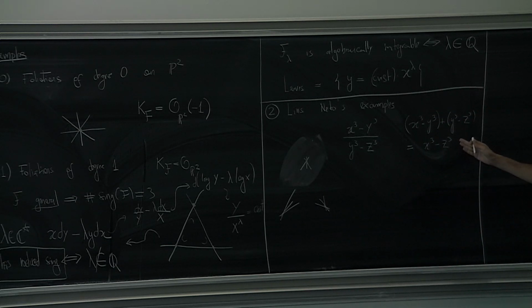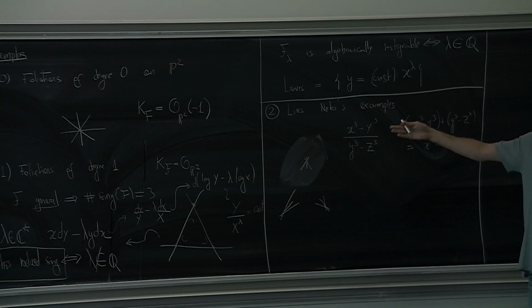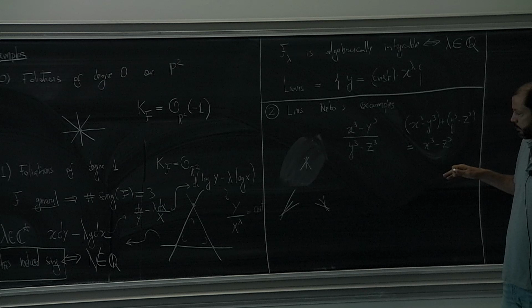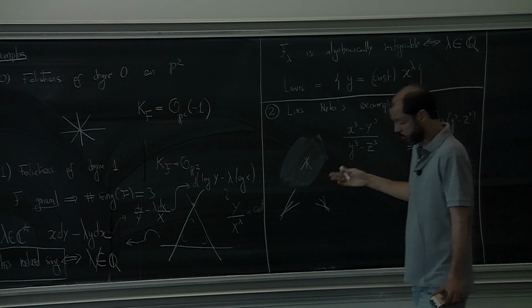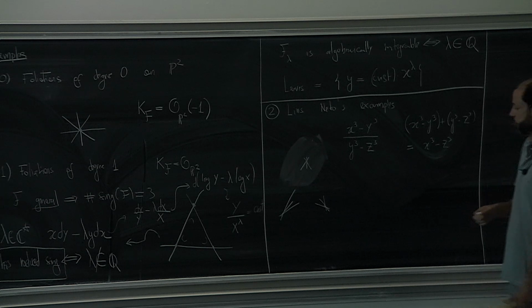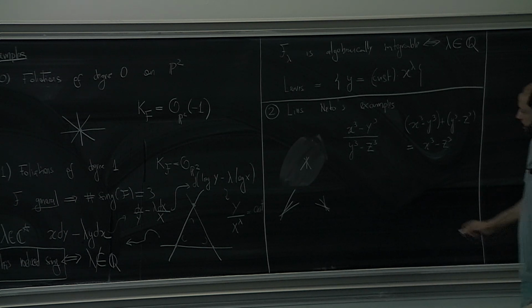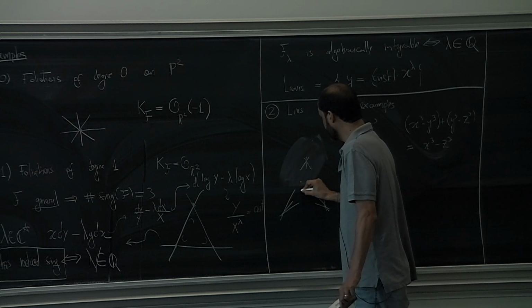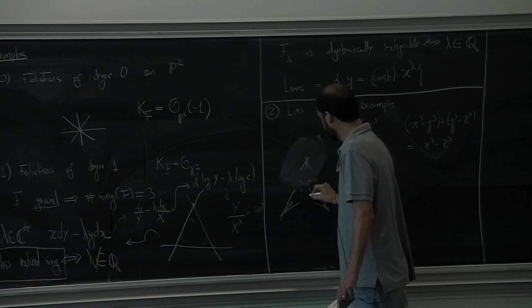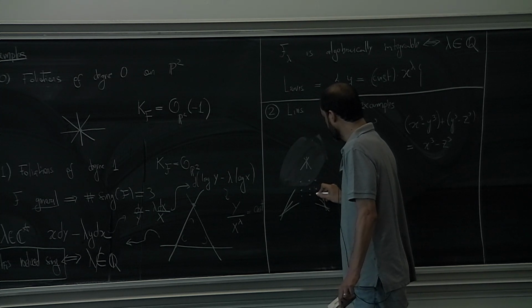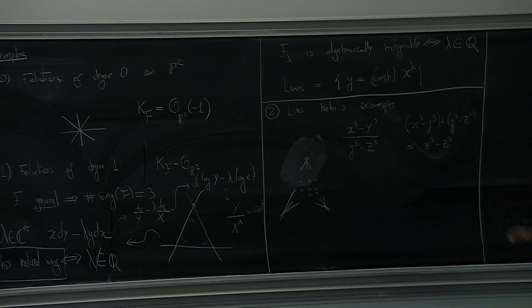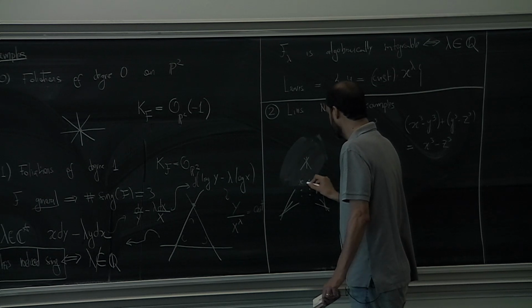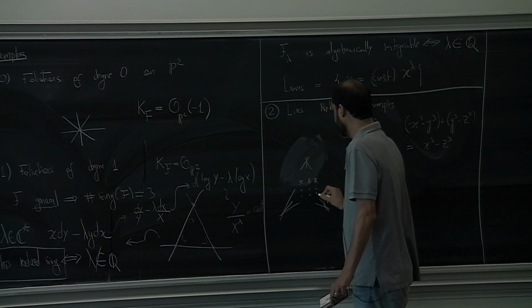So every other element of the pencil, every other fiber of this rational map, will be isomorphic to x cubed, y cubed, z cubed. Okay? And now this is a very nice arrangement of lines, which appeared in many different situations. This pencil has 9 base points, and through each of these 9 base points, you have 3 of the lines passing there.